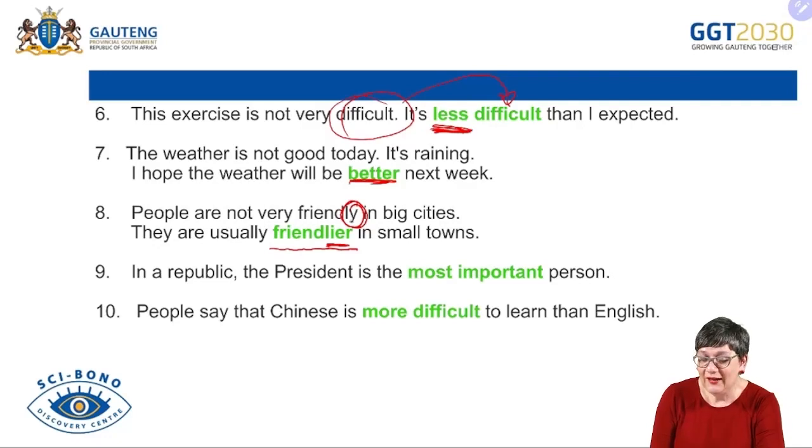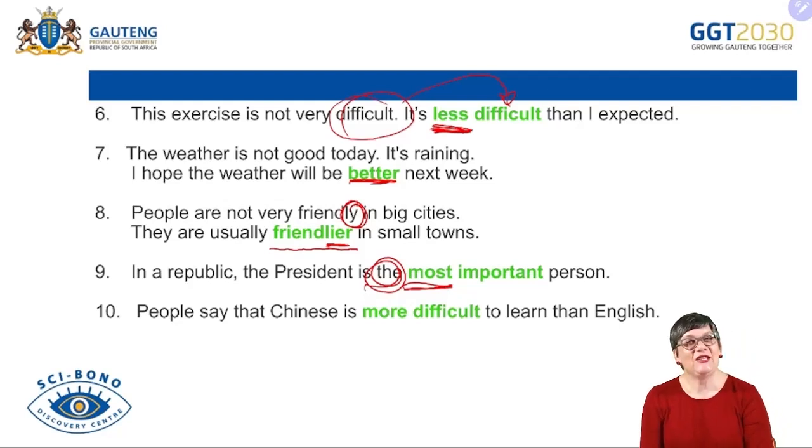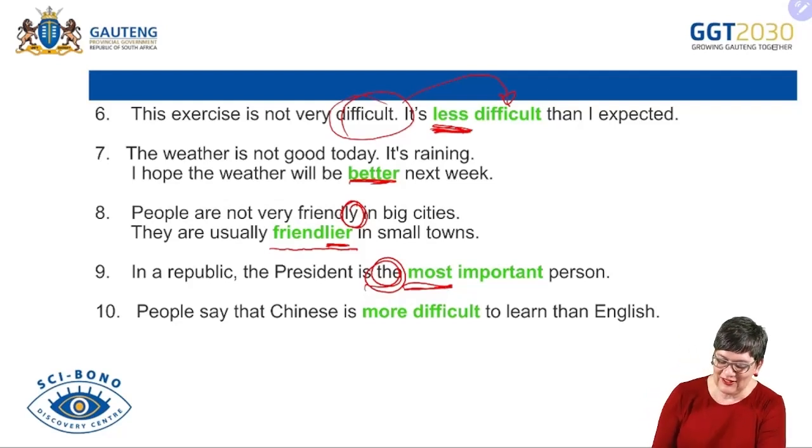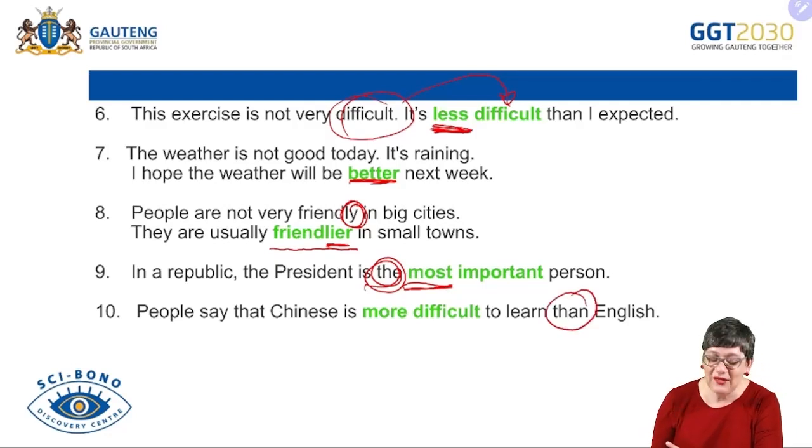Now, number 9 is the only one that is in the superlative degree. And our clue was this little word here. In the Republic, the president is the, and important obviously has more than one syllable. We had to keep the most important. And people say that Chinese is more difficult to learn than English. So again, we're comparing. We know difficult has more than one syllable, and we had to include more. There you go. Well done. I'm sure this was really easy for you.